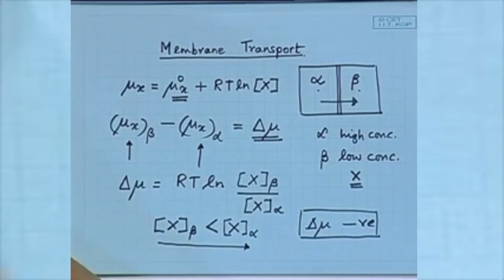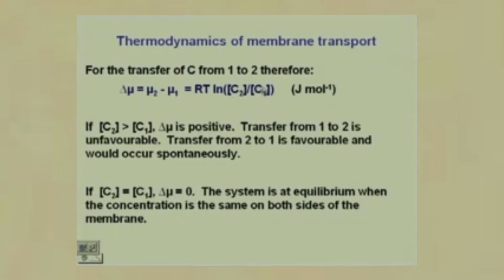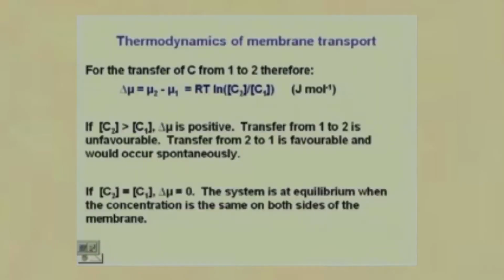Now, if the concentration of C2 is higher than C1, then we have a positive value for ln, which makes delta mu positive. So, the transfer from 1 to 2 is going to be unfavorable, right. So, what do I have to do in that case? If I have to have the transfer occur in terms of a membrane transport, I have to couple it with ATP hydrolysis. ATP hydrolysis is going to give me a huge amount of energy that is going to compensate for the positive amount that I get here.